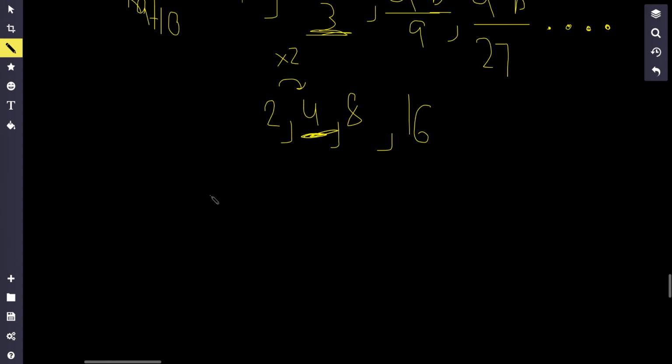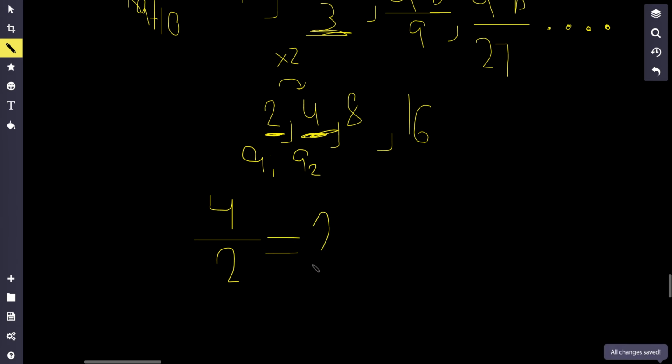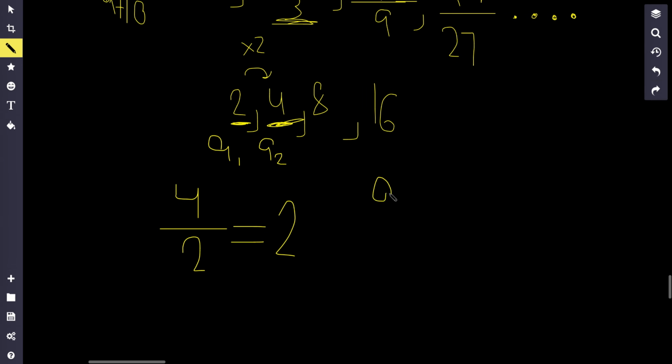Now notice, let's simplify it. Say I take my second term, 4, and divide it by my first term, 2. My first term is 2, my second term is 4. Notice how when I divide my second term by my first term, I get my common ratio, which is 2. So let me just write this down: if I divide my second term by my first term, I get my common ratio. That's something important to know.